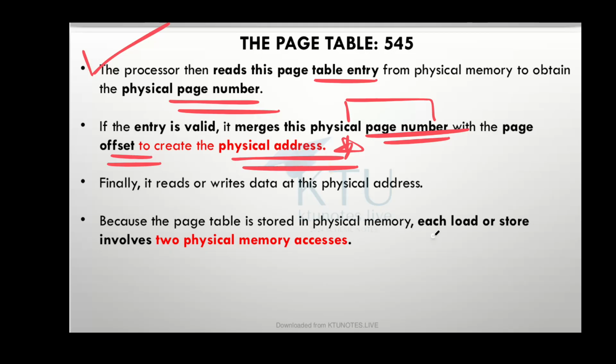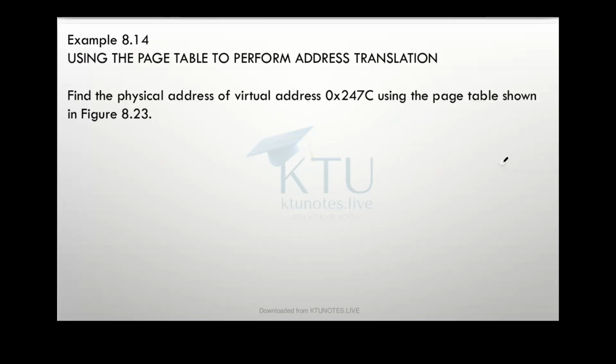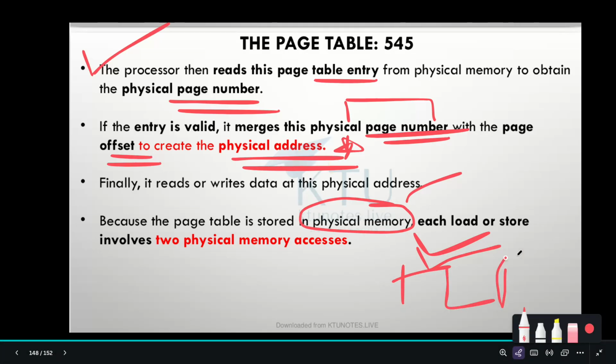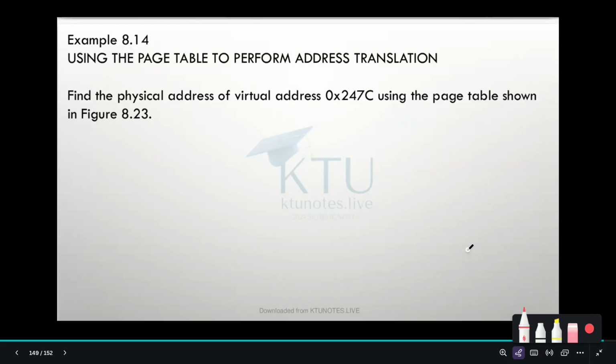We already learned how to create a physical address from the physical page number plus the page offset. Now you have to understand that because the page table is stored in physical memory, we will be accessing memory twice: first for looking up the page table, and second for accessing the data. To prevent this, the solution is the translation look-aside buffer, which we will learn about in detail in the next part.